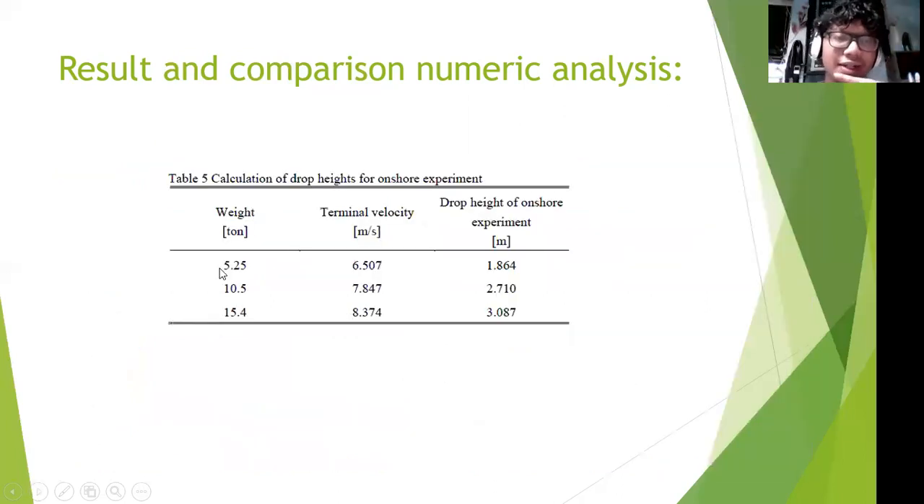After that, we got the calculation of drop height from the onshore experiment. For the height of 525, the terminal velocity is 65.07, and the drop height of the onshore experiment is 186.4. And for the 10.5, we get the terminal velocity and drop height of the onshore experiment. And with the height of 55, we get the terminal velocity and drop height of the onshore experiment.